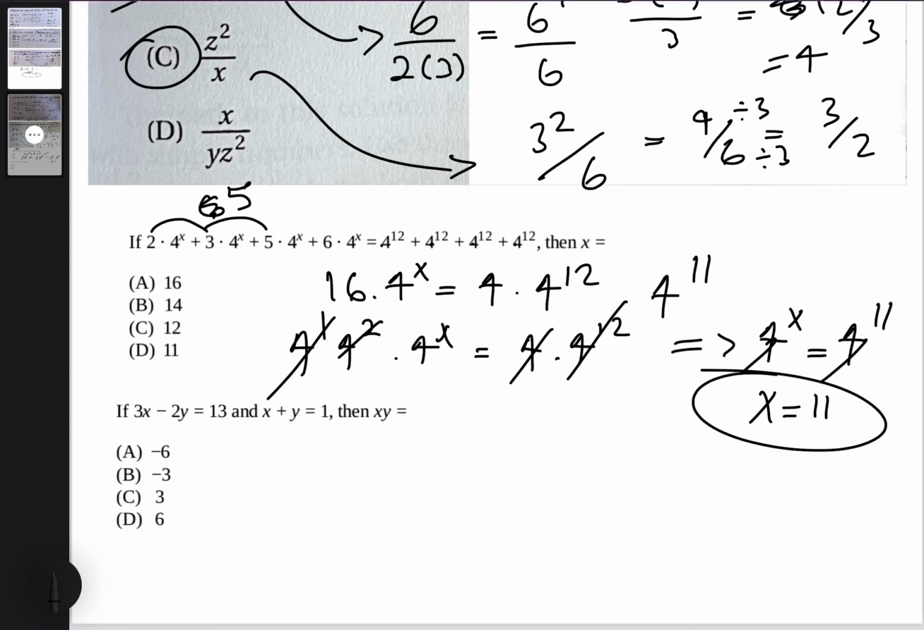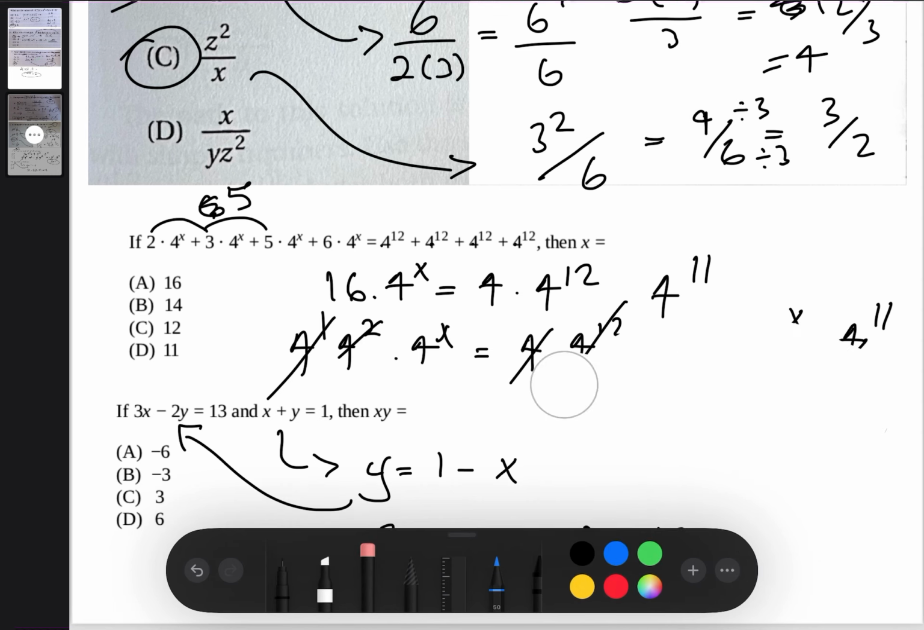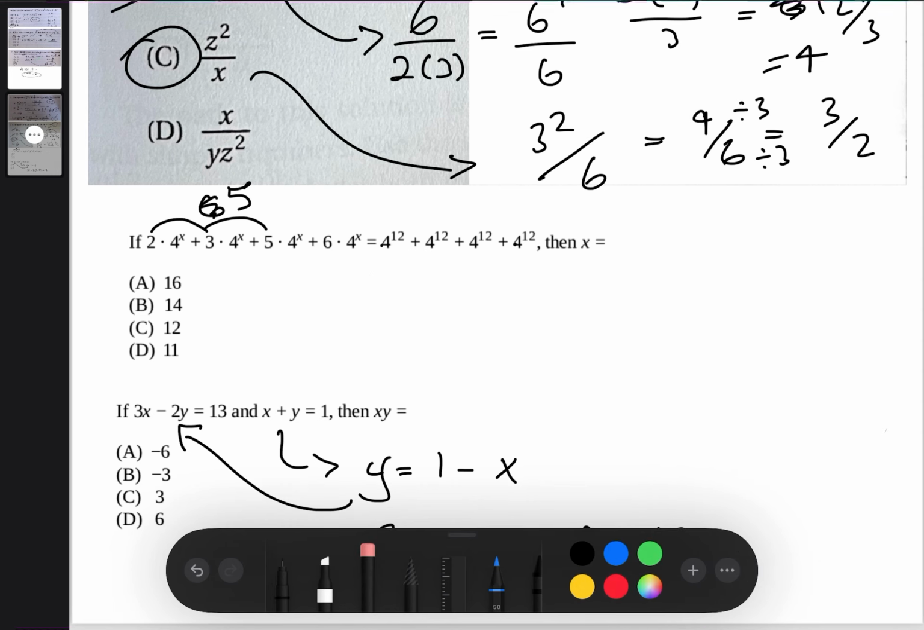Last but not least, it says if 3x minus 2y equals 3 and x plus y equals 1, then what is the value of x times y? Well, first, I'm going to use substitution. I'm going to say y here equals 1 minus x, right? Once I find the value of y, I can plug this back inside of that equation. So I can write 3 times x minus 2 times y, which is 1 minus x, equals 13. I can find the value of x now, right? I'm just going to erase the last question.